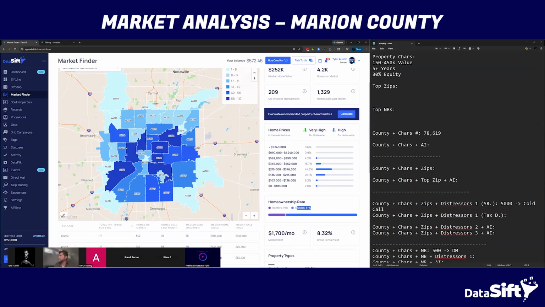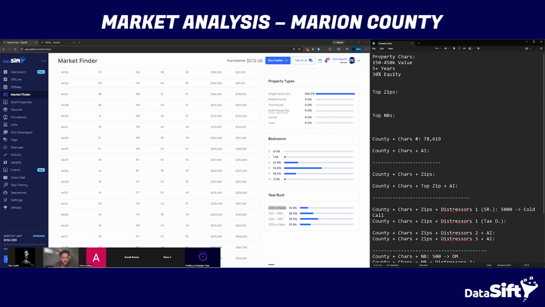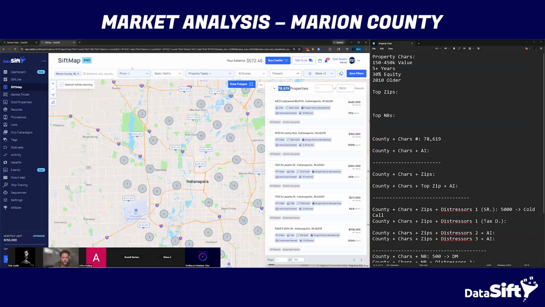I look at ownership rate. All right. Everything else looks good. Year built of property. That's another characteristic here we can add in now. 2010 and older, because you do have 16%. So 2010 and older, and so I'll add that in.